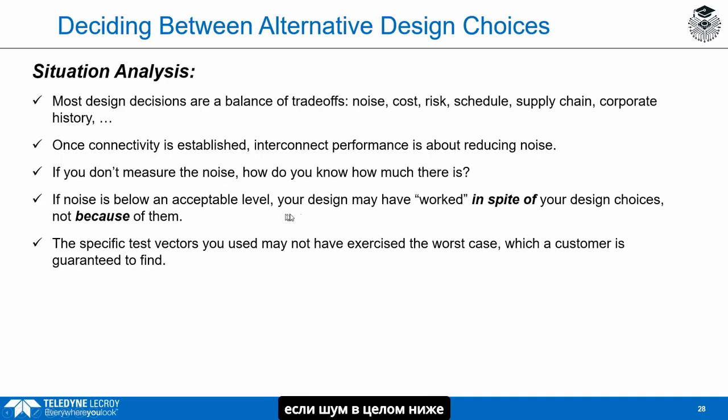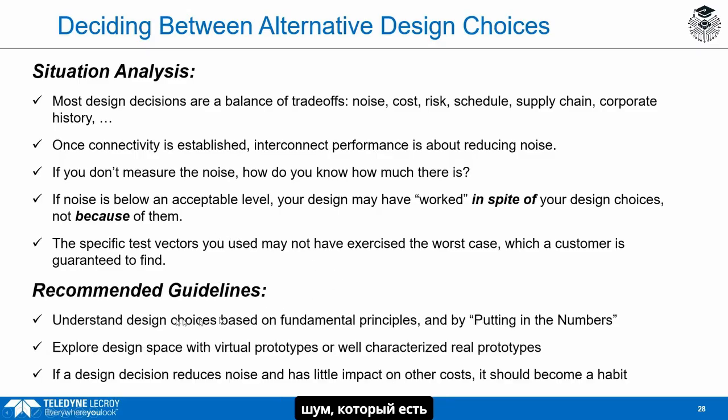And if the noise is generally below some acceptable level in your design, and you're not measuring it, your design may have worked even though there's noise there in spite of your design choice, not because of them. Or maybe the specific test vectors that you use didn't exercise the worst case noise, in which case the customer is guaranteed to find that combination of I/O switching and code running that's going to exercise the worst case and give you that noise. And so it's really important to be able to measure the noise that you've got in your system.